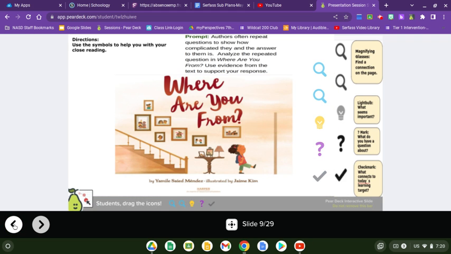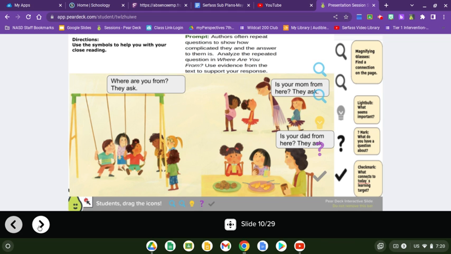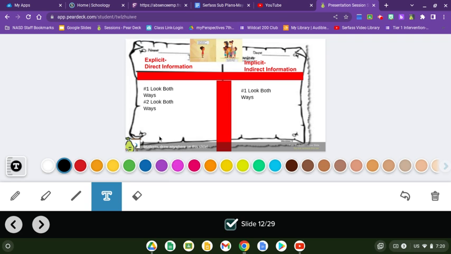Excellent. I'd like you to please do the same for this children's book, Where Are You From? Please annotate every page as modeled. And then I'd like you to take care of number one for where I'm from, and give me a second piece of information for where I'm from. And then over here, I'd like you to give me one from where I'm from, one piece of implicit information.